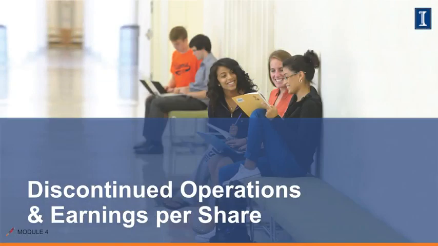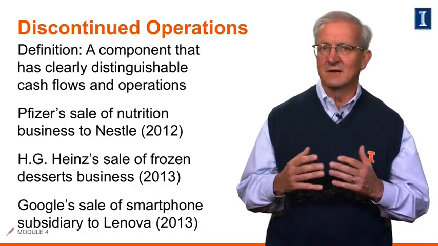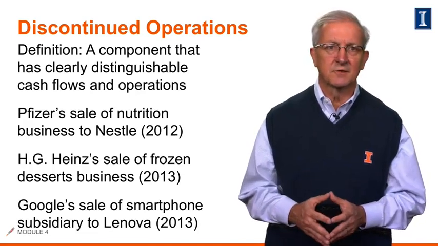We will now discuss the concept of discontinued operations a bit further, as well as understand how earnings per share, or EPS, is presented on our company's income statement. So discontinued operations, we've defined that as a component that has clearly distinguishable cash flows and operations.